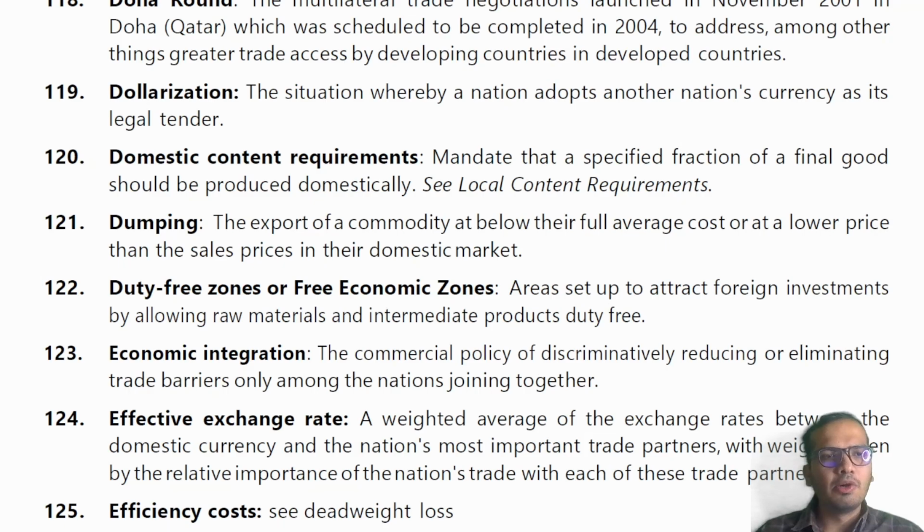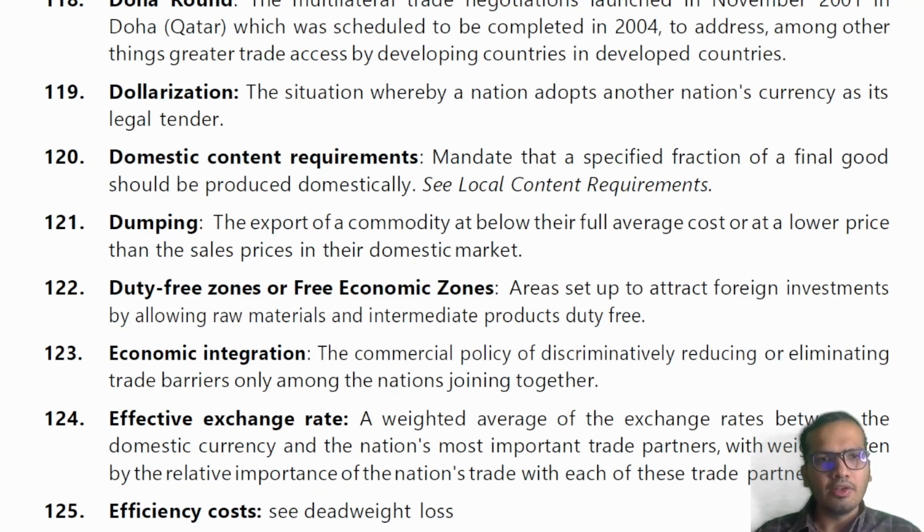Then comes number 119, dollarization. So the situation where a nation adopts another nation's currency as its legal tender. Then number 120, domestic content requirements. So it's a mandate that a specific fraction of a final good should be produced domestically.